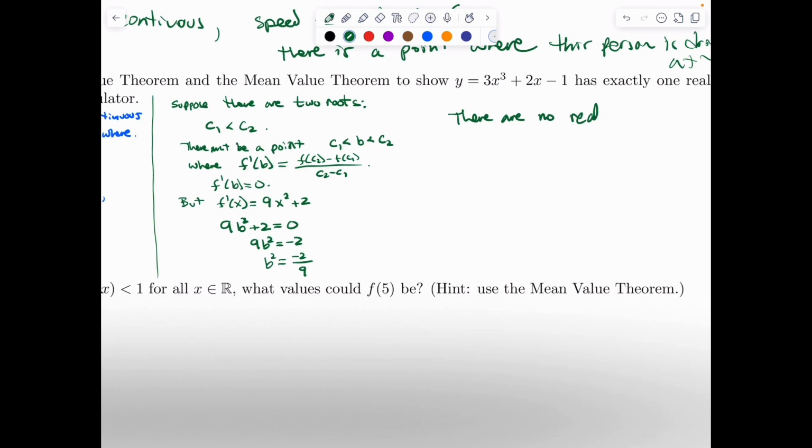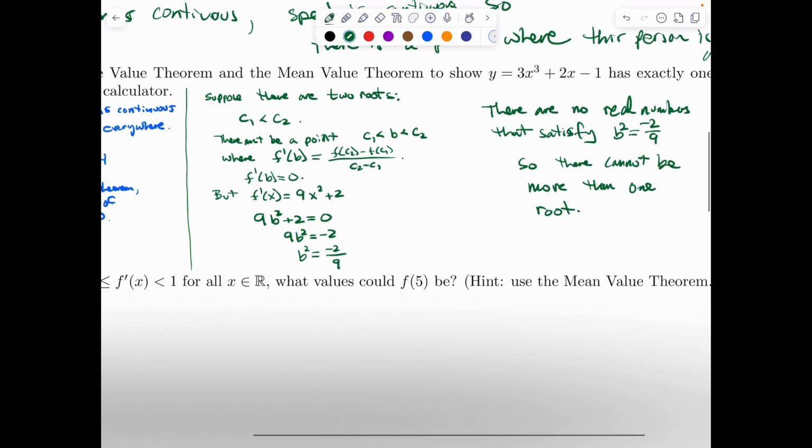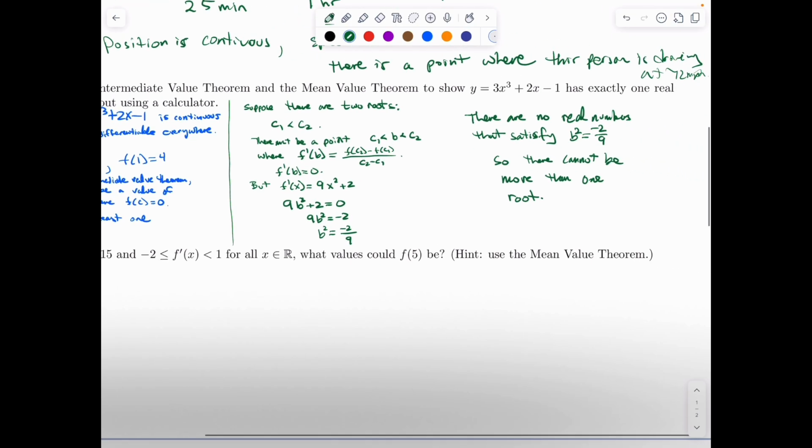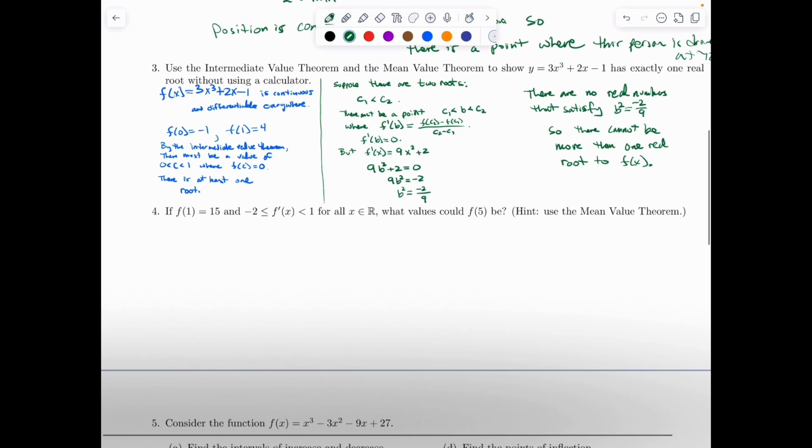So then there are no real numbers that satisfy b squared is negative 2/9. So there cannot be more than one root. Well, real root, I guess, technically, to f of x. All right, hopefully that makes sense.